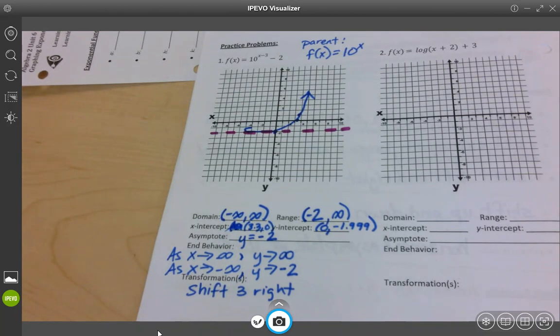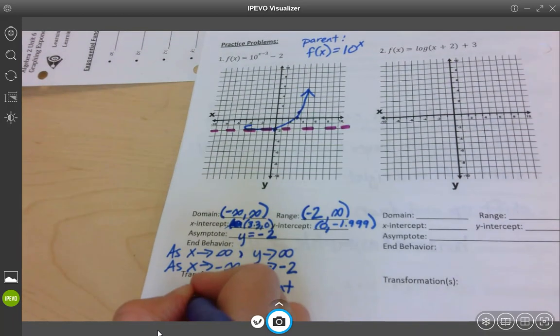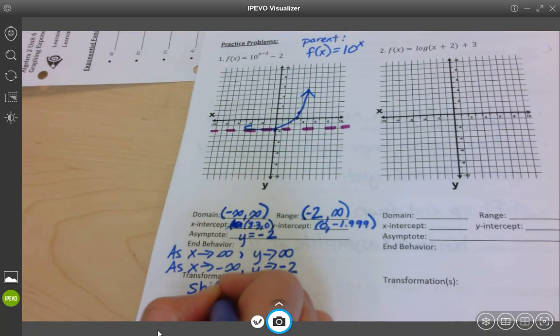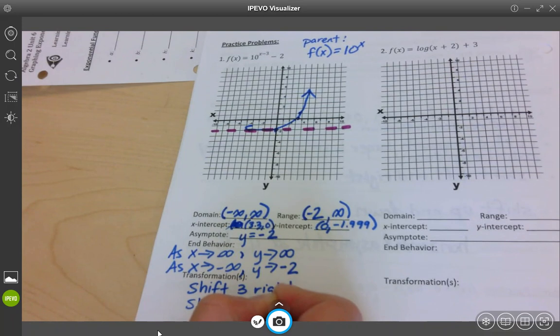But then the -2 happens exactly how you think. It's going to shift us which direction? Down. It's going to shift down too. Okay. All right, try the next one.